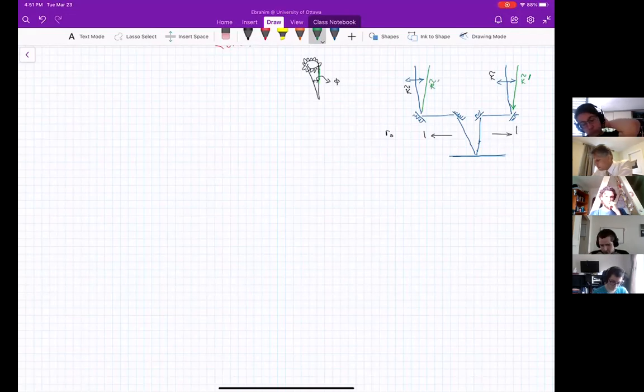But one is collected by telescope 1 and the other one is collected by telescope number 2, and then they will interfere together. So this one, I call it number 1. Oh, let's go with a different color. And this one, I call it number 2. Good? Lovely. So what is the field at telescope number 1?